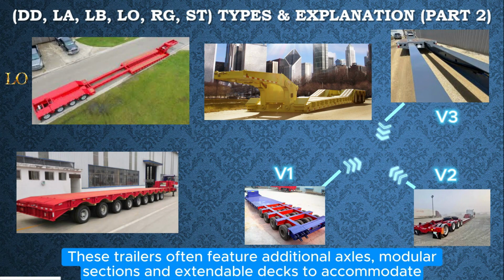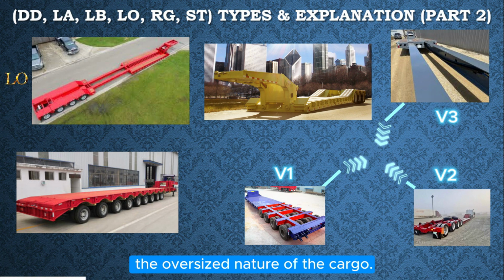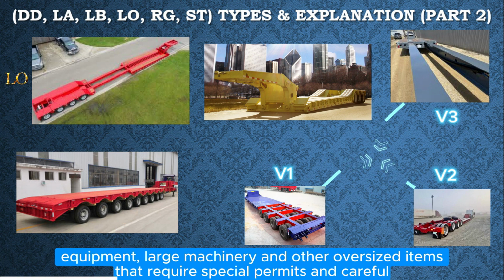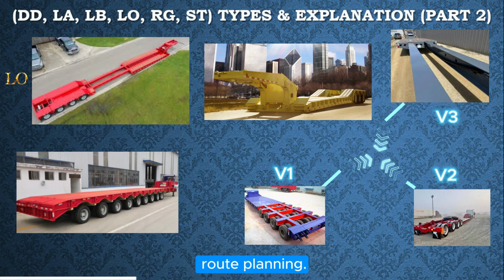These trailers often feature additional axles, modular sections, and extendable decks to accommodate the oversized nature of the cargo. In the USA, Lowboy over dimension trailers are used for transporting heavy industrial equipment, large machinery, and other oversized items that require special permits and careful route planning.